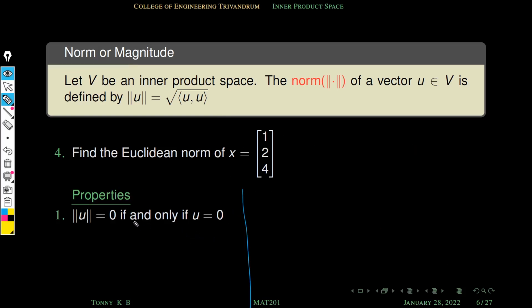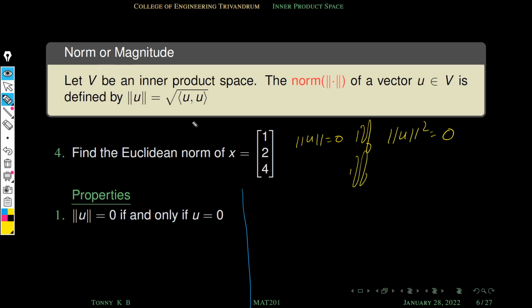Next we will discuss some properties of the norm. The first property: norm u equal to 0 if and only if u equal to 0. The proof is very simple. You consider norm u equal to 0. Norm u equal to 0 means what? That is if and only if its square is also 0, right? Because norm u is a number. So norm u equal to 0 means its square is also 0.